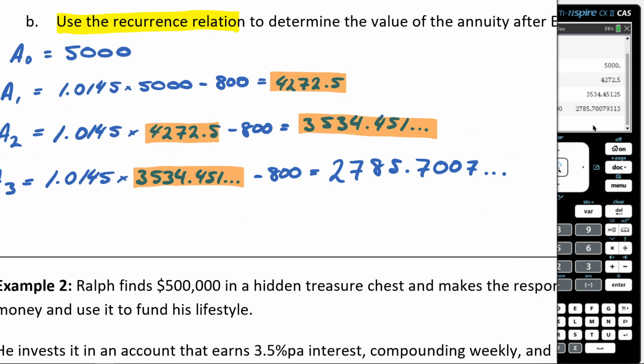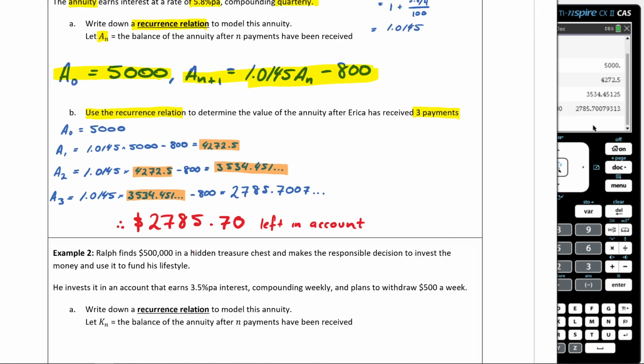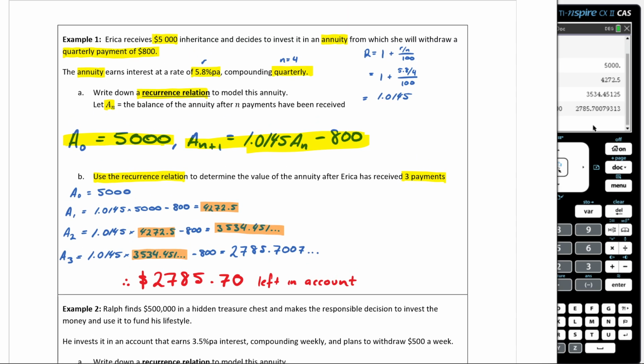So now I can round. Now I can say that after 3 withdrawals, so after she's received 3 payments, we're going to be left with $2785.70. And that will be how much is left in the account after that. So we'll even write that in. This is how much is going to be left in the account. Perfect. Let's zoom out to admire our work. There we go.